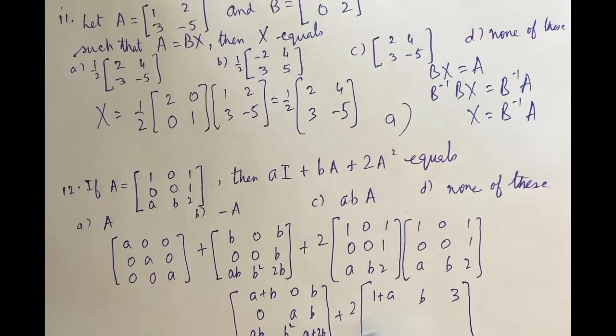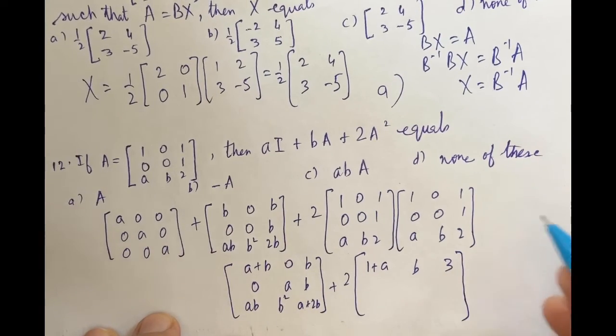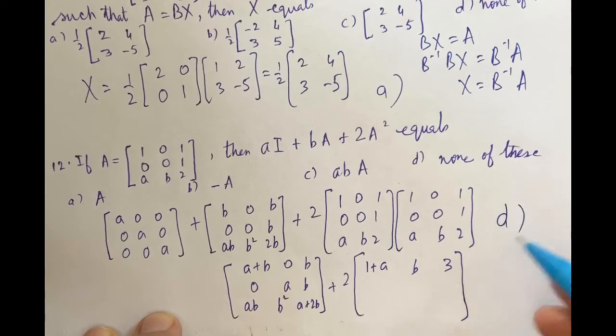So we can see this is not related to A, this will not be related to A, nor to minus A, nor to this. So the answer is D, none of these.